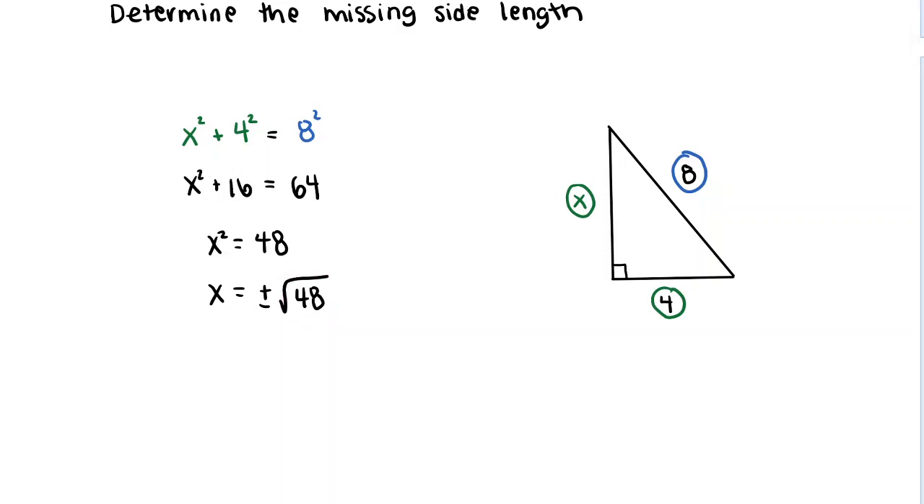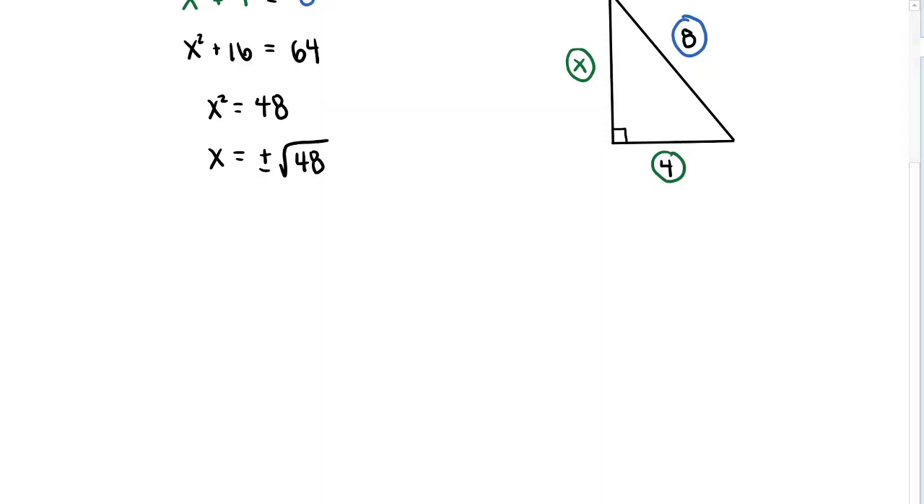Okay, so here we can simplify this a little bit further. We know that the square root of a number, let's say 48, we can break apart across multiplication. So if we know of a perfect square that divides the number inside the square root, we can use that to simplify our square root. For example, I know 48 is divisible by 16, so I can rewrite this as the square root of 16 times 3, and we can break apart square roots across multiplication. So I can rewrite this as the square root of 16 times the square root of 3.